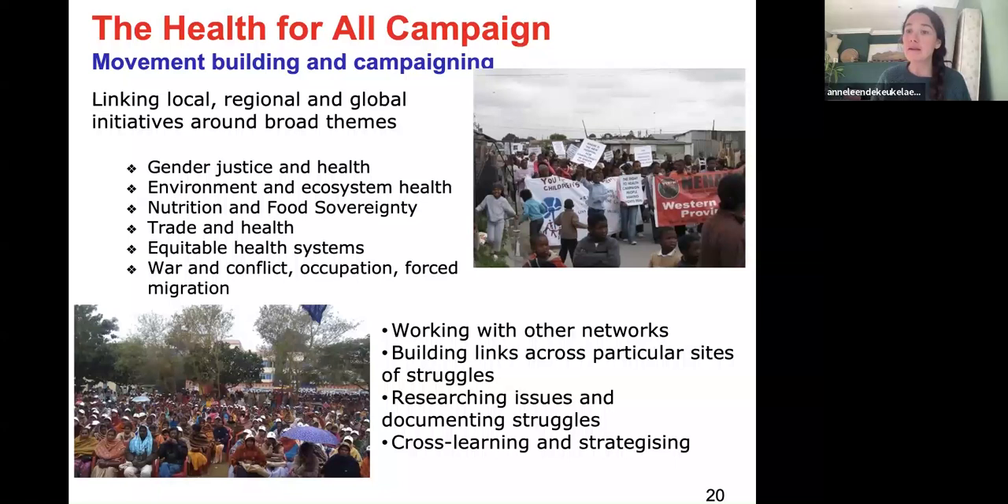There are different thematic circles, which anybody is very welcome to be part of. They meet regularly and discuss local campaigns, regional interlinkages, and global issues that they jointly want to tackle. There's a gender justice campaign, the environment and ecosystem campaign, nutrition and food campaign, trade and health, equitable health systems, and war and conflict. So basically, most of what we do in the movement falls under each of them. But that doesn't mean that when we act locally, it necessarily is part of one of these thematic groups. Within PHM South Africa, we do a lot of action on food and nutrition, but we sometimes, not always, are part of the food and nutrition circle.